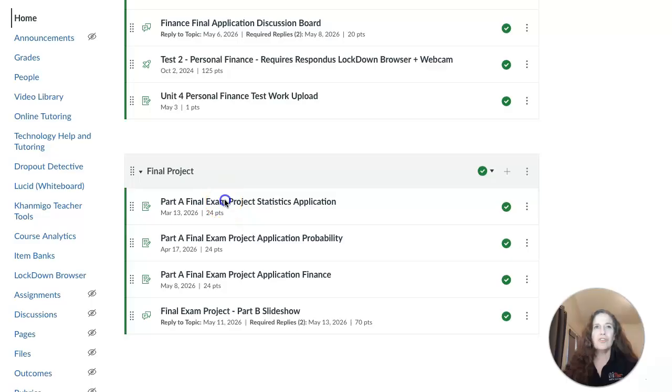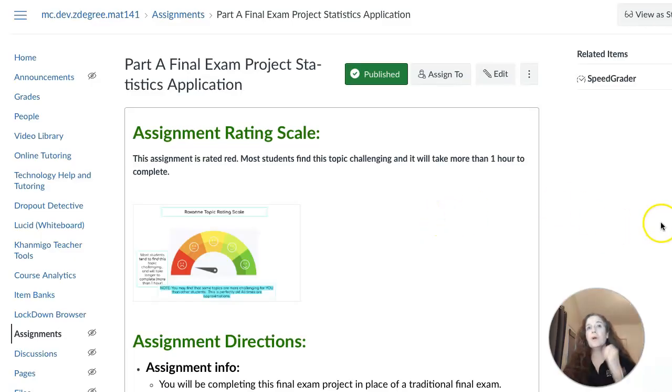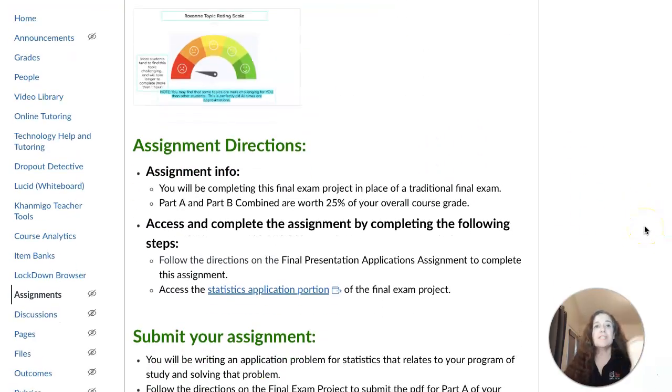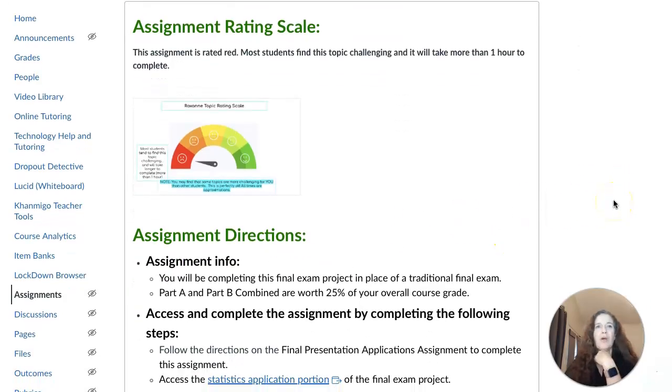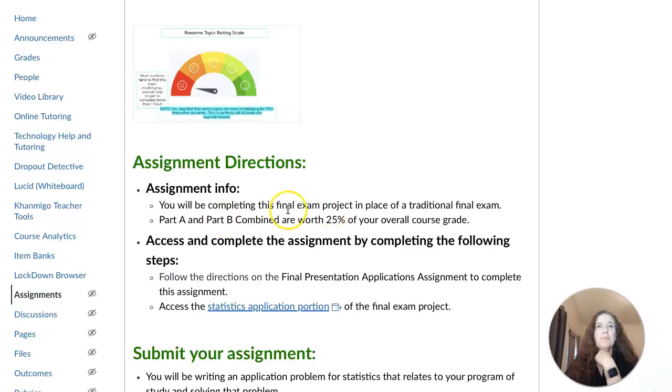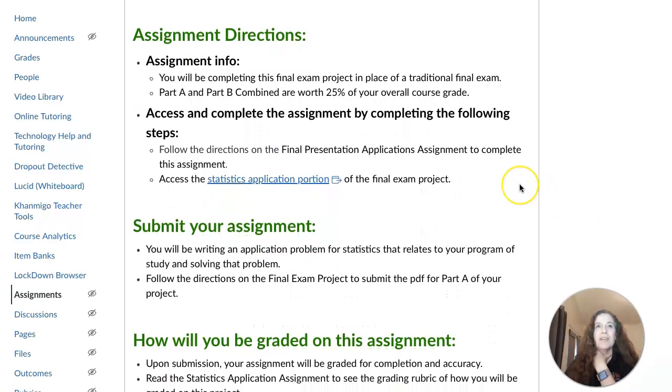So let's just take a look at part A. So here's part A of the statistics, which is our first unit. And you can see it talks about, okay, this is red. This goes to your finals, so you should really spend time on it. You're going to be completing this final project instead of doing a traditional final exam test. Parts A and B combined are worth 25% of your overall course grade. And then you're going to follow the assignment directions on the final presentation application assignment. And specifically, you're going to be doing the statistics application.